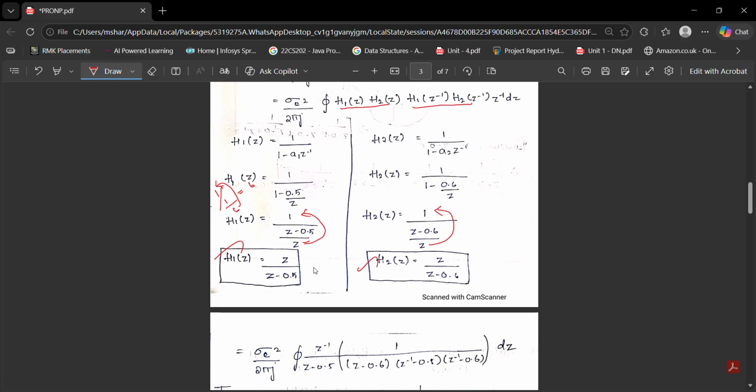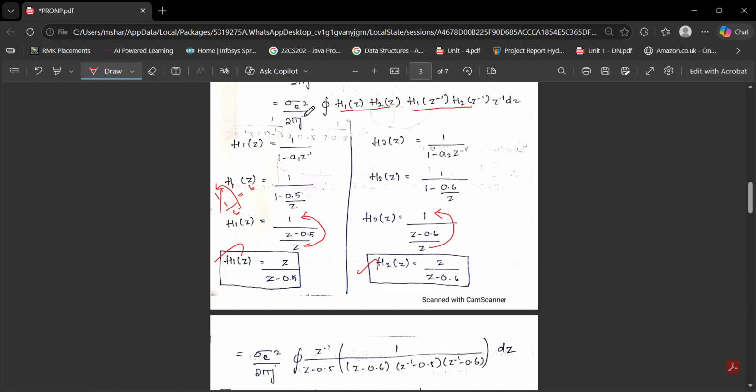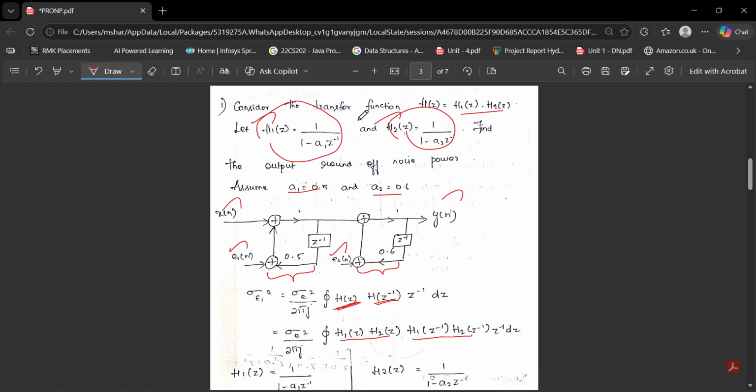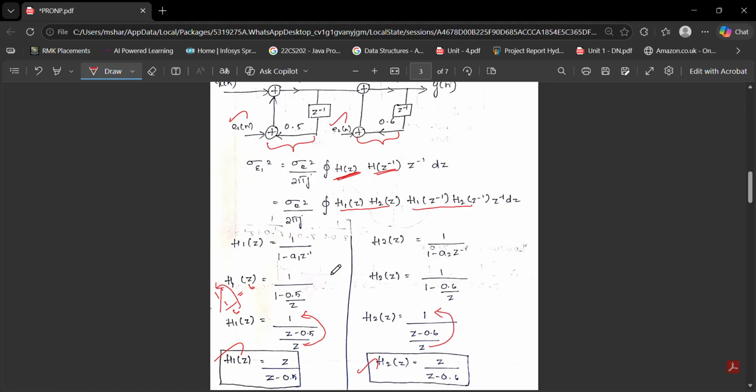Now if we substitute it in this formula, sigma e square 2 pi j will remain here as such. H1 of z will be like this.